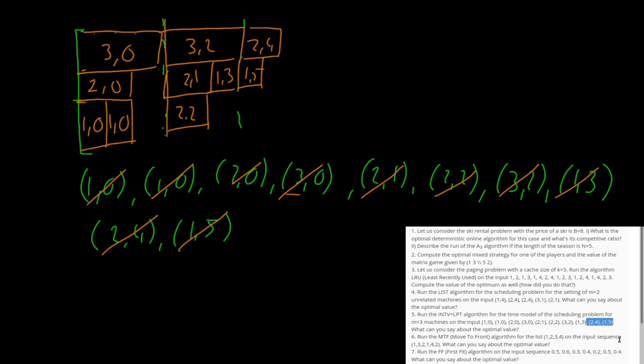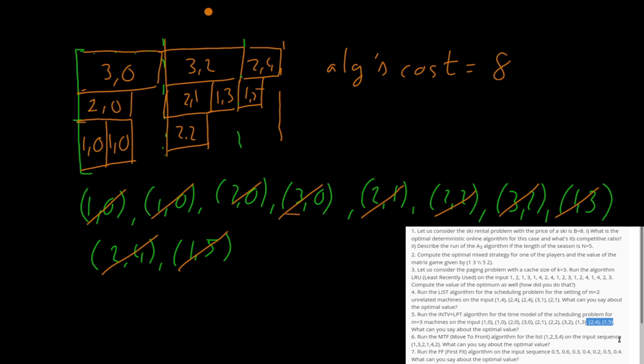Cool. So that's it. The algorithm's cost in this case is the makespan, which is 9. Which is 8, sorry, 3 plus 3 plus 2 is 8. Now great. Okay, so again, what can you say about the optimal value?